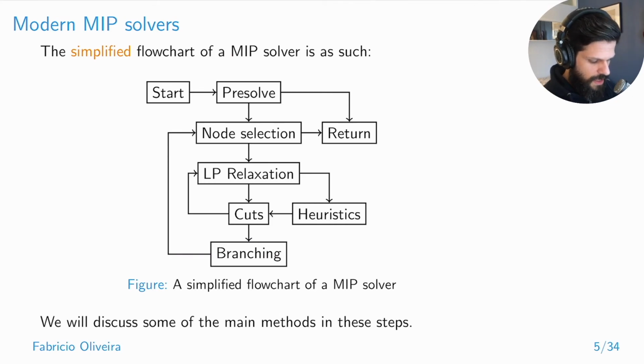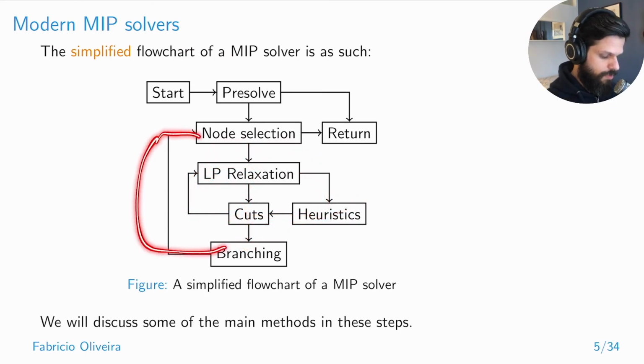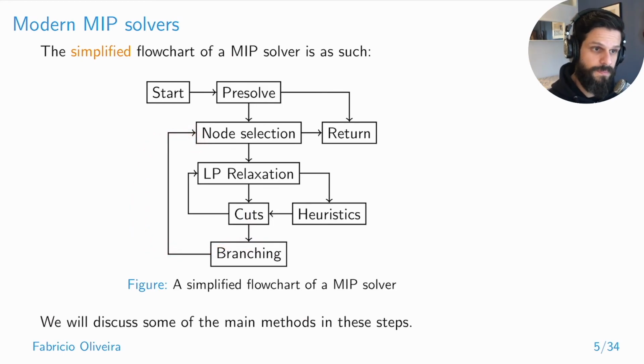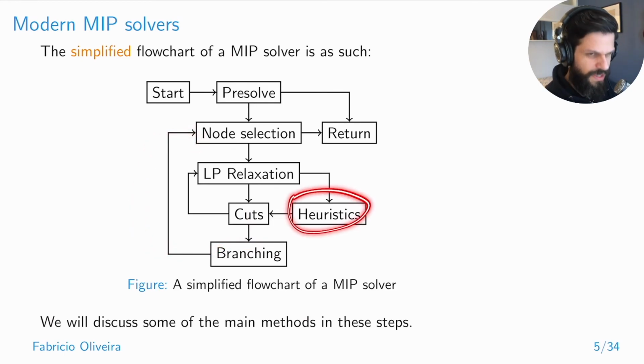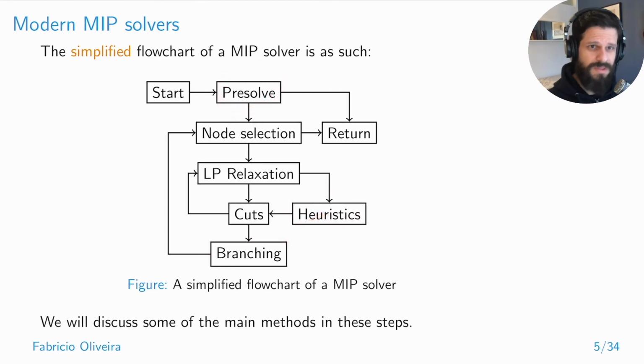So this is a complicated flow that repeats a few times, and then eventually the problem gets arranged, and then you go to a point where you do node selection. And these heuristics, by the way, I put them here, but they can actually be everywhere. They can be associated with presolving, they can be associated with branching, but we'll see what they mean in this context. And then once you're done, eventually you return.